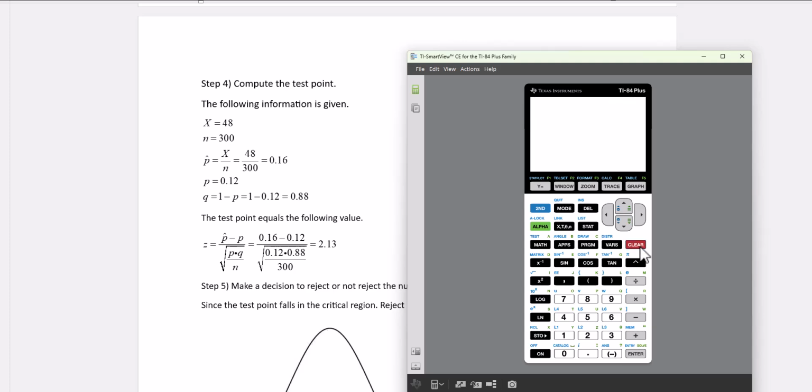Also, if you have a graphing calculator, there is a built-in function. You press Stat, go to Test, and we go to number 5, the one proportion z-test. At the very top, you want to type in 0.12. x is 48. n is 300. And our claim is not equal to, so you select not equal and then calculate. And you can see z is 2.13.